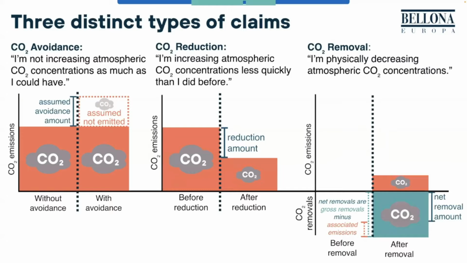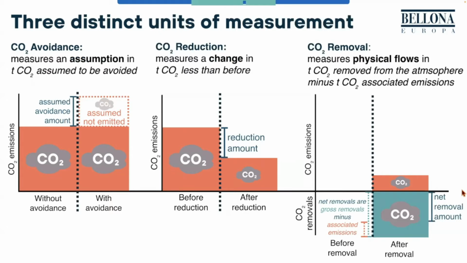These three types of actions result in three different types of claims you can make about discharging your climate responsibility. CO2 avoidance is saying that I'm not increasing the atmospheric greenhouse gases as much as I could have. Reductions is saying I am doing it less quickly than I did before. And removal is a physical decrease in atmospheric carbon dioxide concentrations. And in practice, it needs to be a decrease in atmospheric greenhouse gas concentrations.